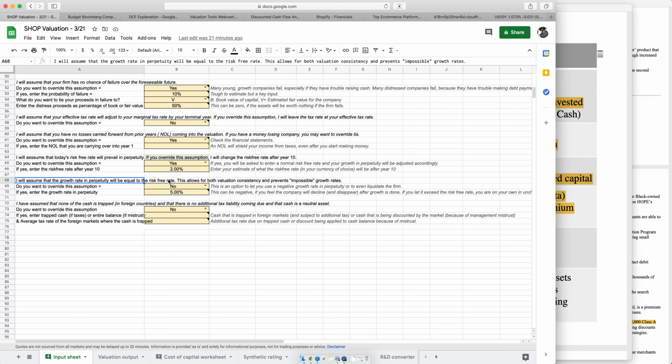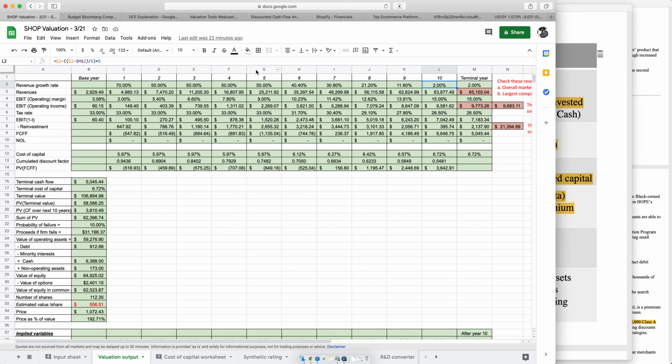There's this whole academic reason for why he assumes that. I might go into it in another video, but for now, we're just going to go with it. In this case, I'm going to take that assumption. That's why over time you see this going from 50% in years 2 to 5 down to 2%, because I use 2% as my risk-free rate.